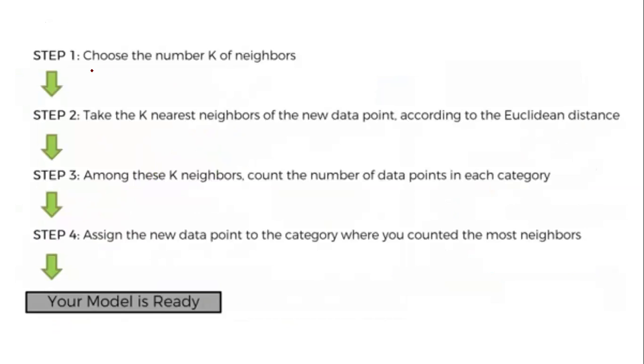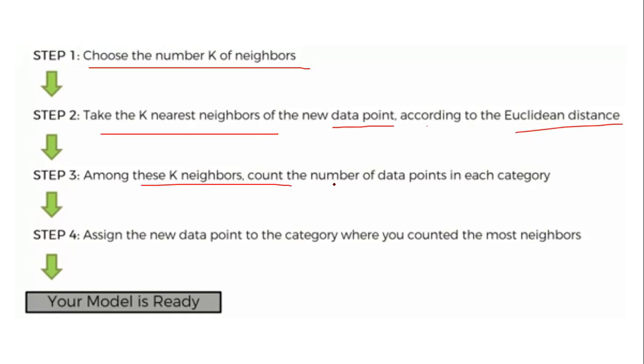So, iterating, let's go through the algorithm once more. Choose the number of neighbors, take the k nearest neighbors of the new data point according to the Euclidean distance. Among these k neighbors, count the number of data points in each category, and assign the new data point to the category where you counted the most neighbors. Same as before: the number of friends, 5 friends, is the value of k. I will look at only the 5 closest friends of Shri Krishna, based on Euclidean distance.